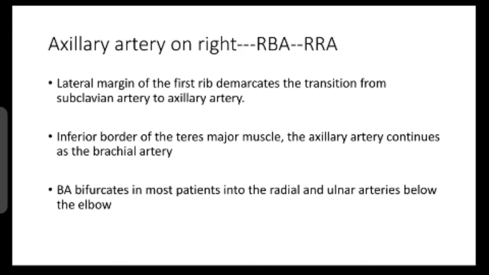Axillary artery on the right gives rise to the right brachial and right radial arteries. On the lateral margin of the first rib, there is a transition from subclavian to axillary. On the inferior border of teres major, the axillary continues as the brachial, and the brachial artery bifurcates in most patients into the radial and ulnar arteries below the elbow.